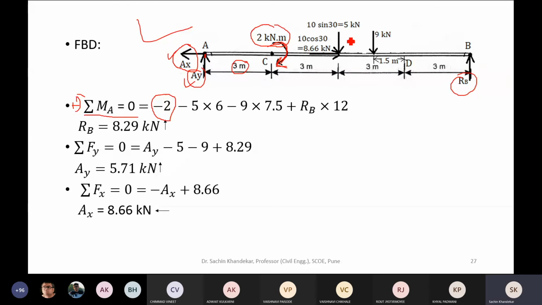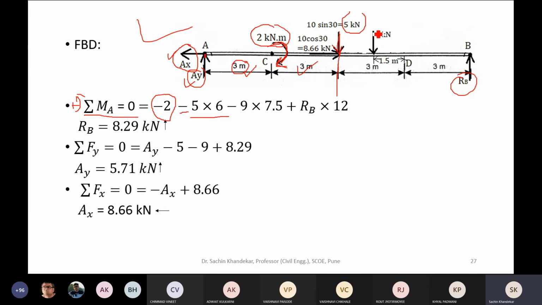Okay, the next is the moment of this vertical component, which is in vertical downward direction, which is 10 sin 30, that is 5 kilonewton. It is multiplied by the perpendicular distance between this vertical component and point A, which is 3 plus 3, that is 6 meter, and producing clockwise moment. This vertical component 5 kilonewton producing clockwise moment, so minus.